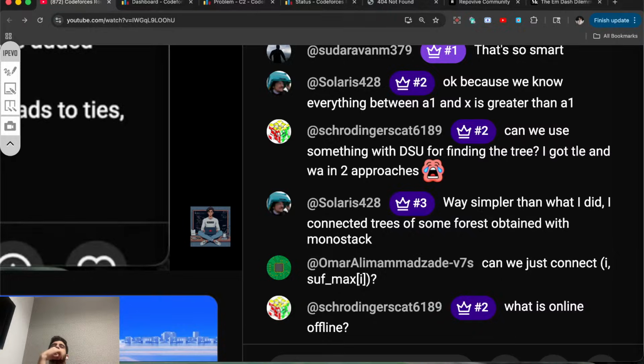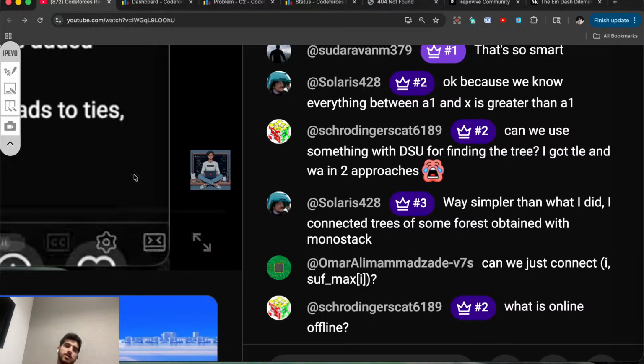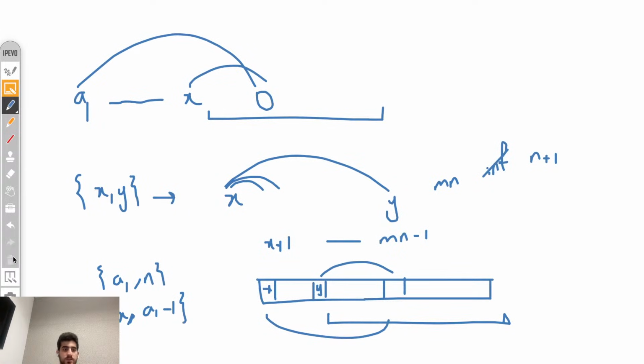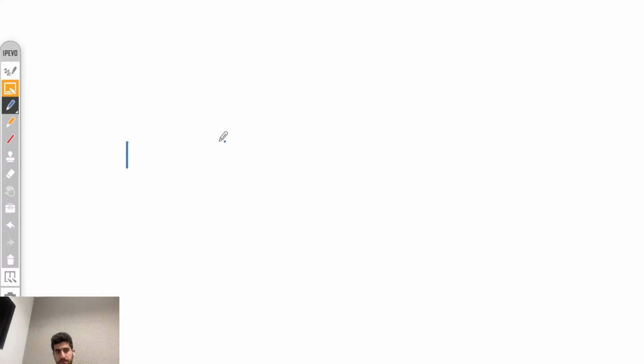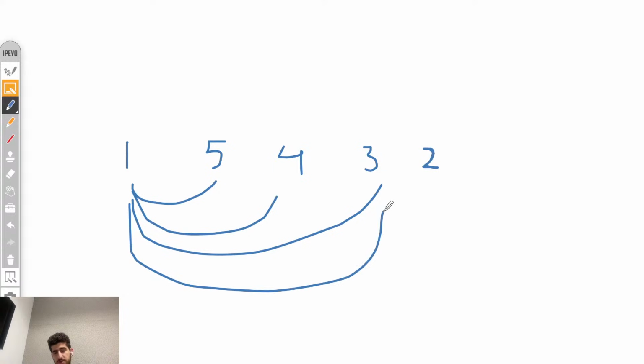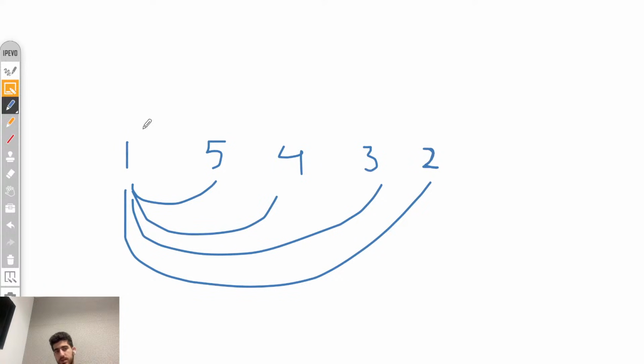That would be a bit no. For example, assume that our array is 1, 5, 4, 3, 2. Then the only way that you have is to connect 1 to everything. You cannot connect each i with the max of i. So this would be a counterexample for that.